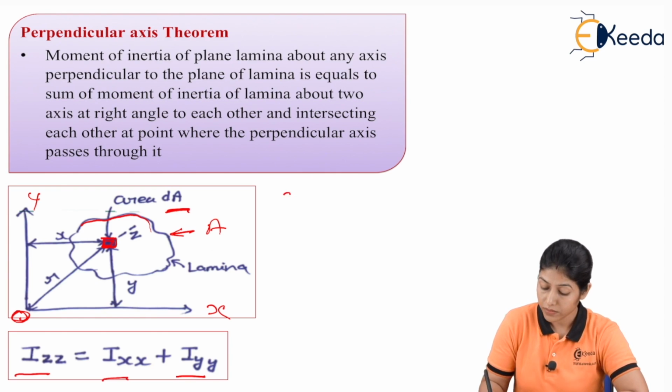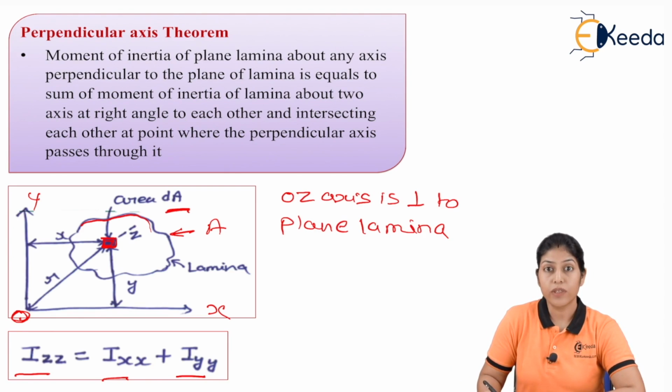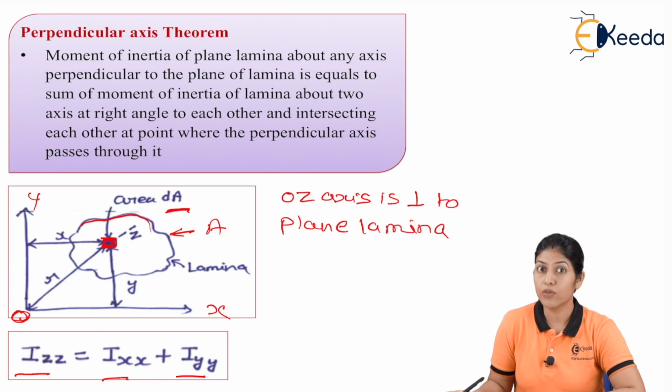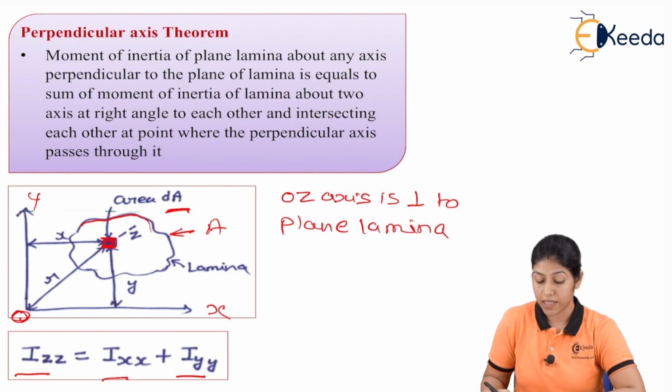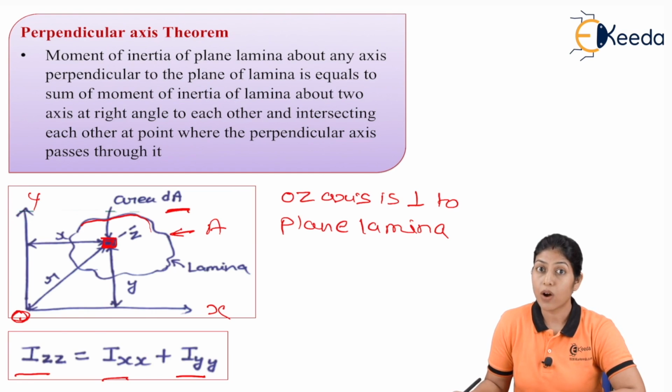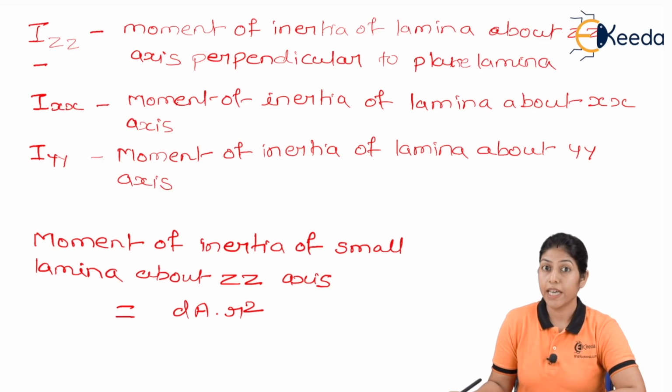The distance of this small element from the OZ axis, which is perpendicular to the lamina, is r. Here we have three dimensions: x from the y-axis, y from the x-axis, and r, which is the distance from the OZ axis. Now, if we want to find the value of Izz, as per this concept, with the help of r, it will be dA r square.